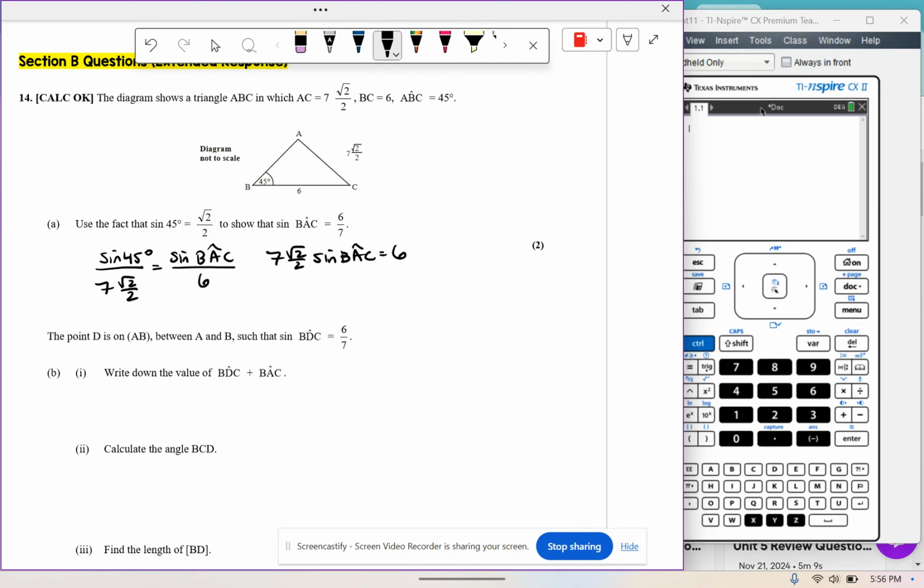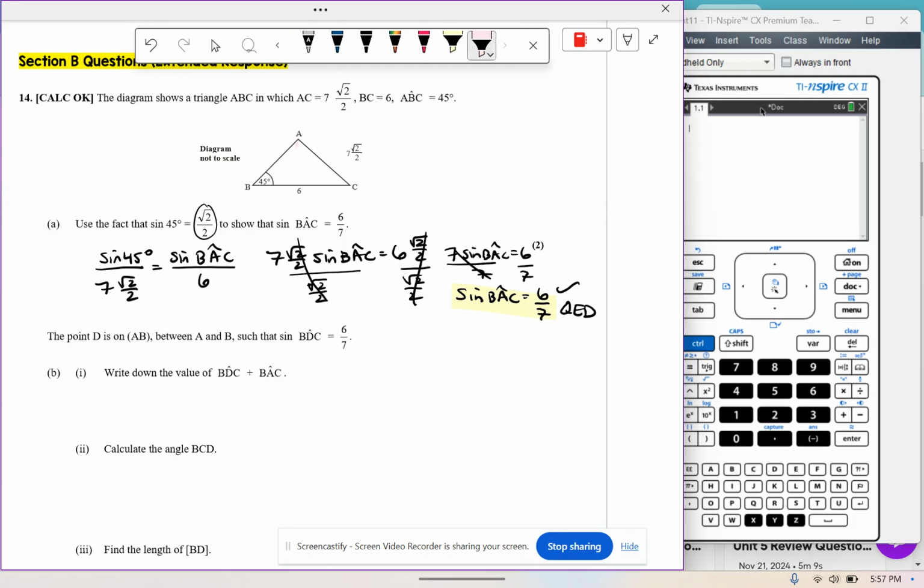And then I would put in that the sine of 45 is rad 2 over 2. And then I would divide both sides by rad 2 over 2. And I get 7 sine of BAC is equal to 6. Divide both sides by 7. The sine of BAC is equal to 6 over 7. Okay, so that angle we just found has a trig ratio such that the sine of BAC is equal to 6 over 7.